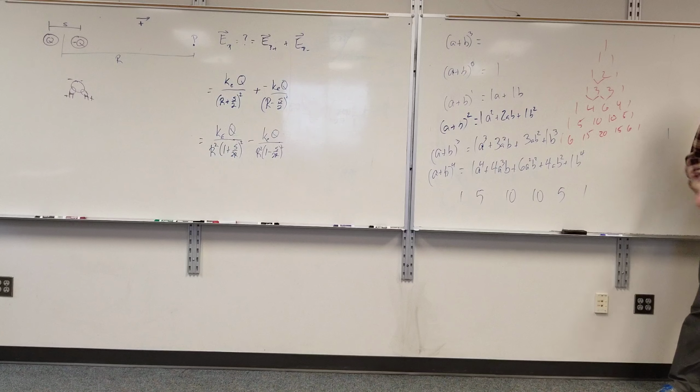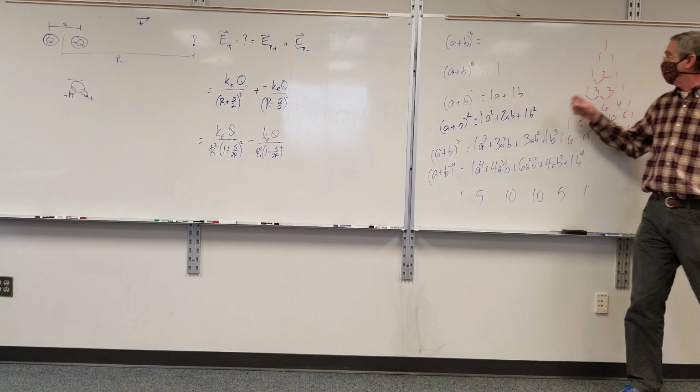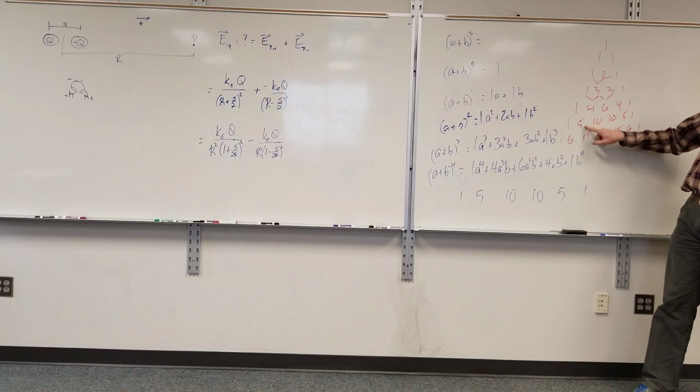The first coefficient is always 1. The second coefficient is just whatever the exponent is. So like to the first power, it's a 1, to the second power, third power, fourth power, fifth power, sixth power.